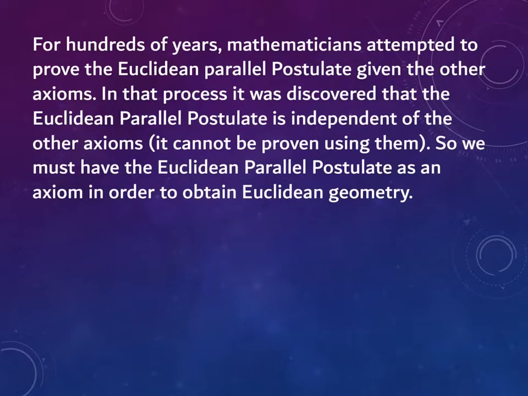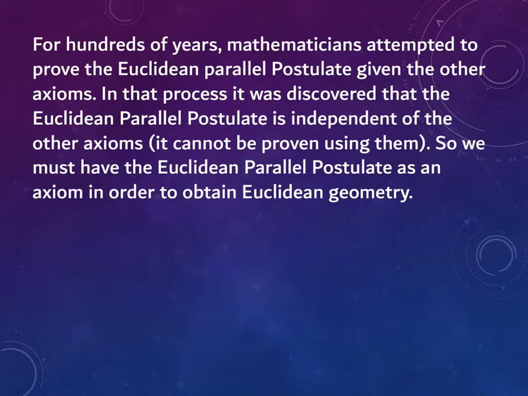So for hundreds of years, mathematicians tried to prove that this worked. They tried to prove the Euclidean parallel postulate given the other four postulates that Euclid had created. In the process of doing that, it was actually discovered the Euclidean parallel postulate is independent of those postulates, i.e. it can't be proven. So how exciting would that be to work with your advisor for a whole semester trying to prove something, only to find out in the end that it's something you can't prove? You know, mathematicians did this for hundreds of years. All right?